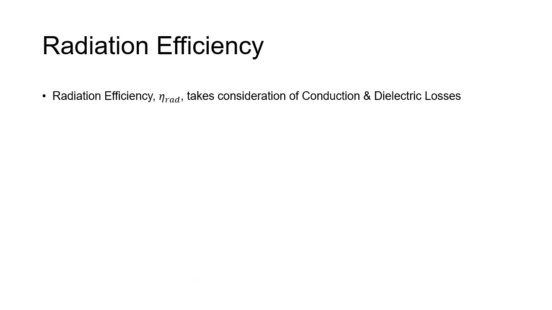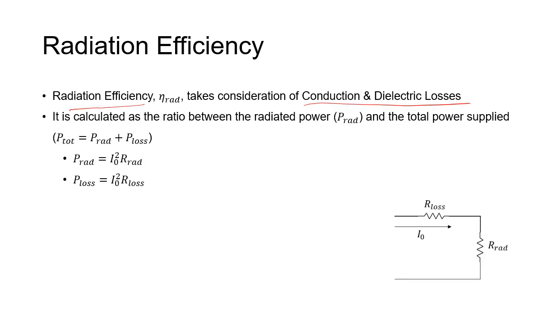Now we will translate different types of losses into efficiency. We start with radiation efficiency, which takes into consideration conduction and dielectric loss. And how is it calculated? If we assume we have a total power supplied to the antenna, a part of this power is radiated, but another part is lost. If we form this as a circuit, it will appear like what we can see here.